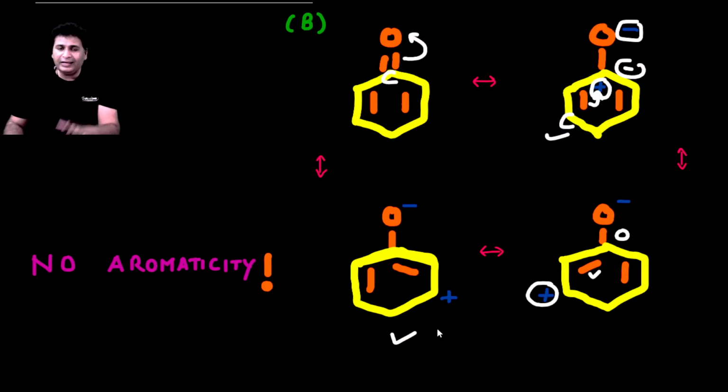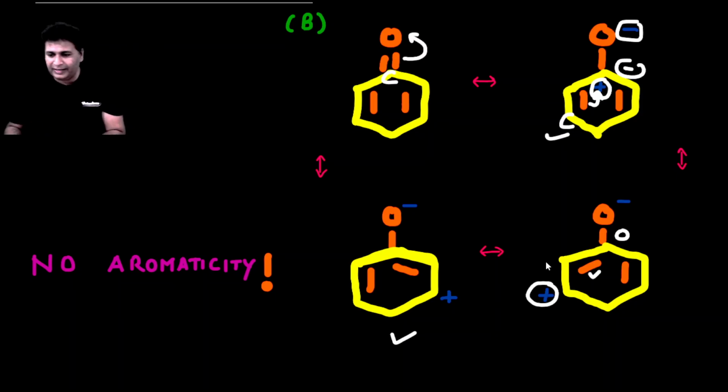So, after looking at the resonating structures, how many resonating structures? The 4 structures in front of you. Although it's cyclic, you do not see a cyclic conjugation. So there is no question about aromaticity coming to this compound.